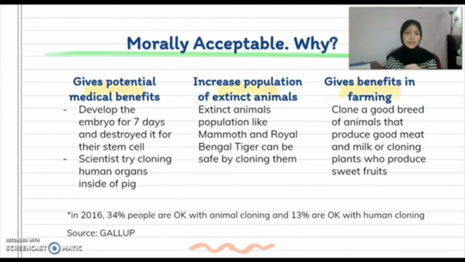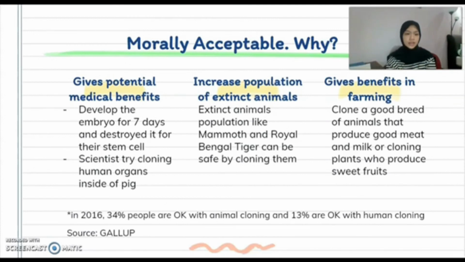And the next is increased population of extinct animals macam mammoth, Royal Bengal tiger, and they think macam dengan cloning ni, haiwan yang dah extinct, we can duplicate them and make their population grow again in our society.